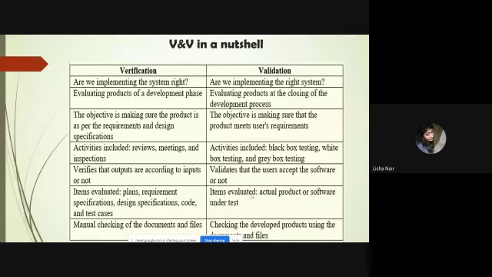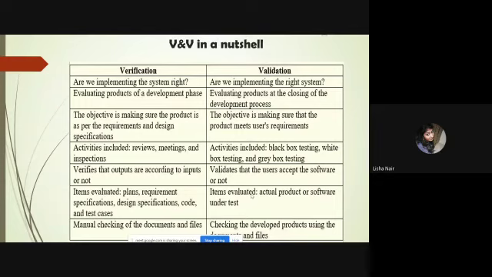So that's what I was saying. In the very beginning, we start assessing. When we start evaluating in the very beginning from the development phase itself, that's called verification. But when we are really almost done, that is when we do the validation of the product. So these are the differences. There are certain activities that are included in verification and validation.